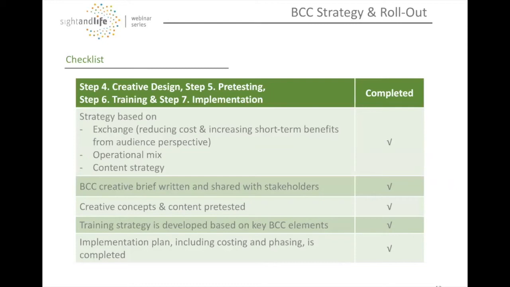Another question, Yana, and I think it involves also this idea of pre-testing. How do we know that the exchange that we've identified is actually the right exchange?